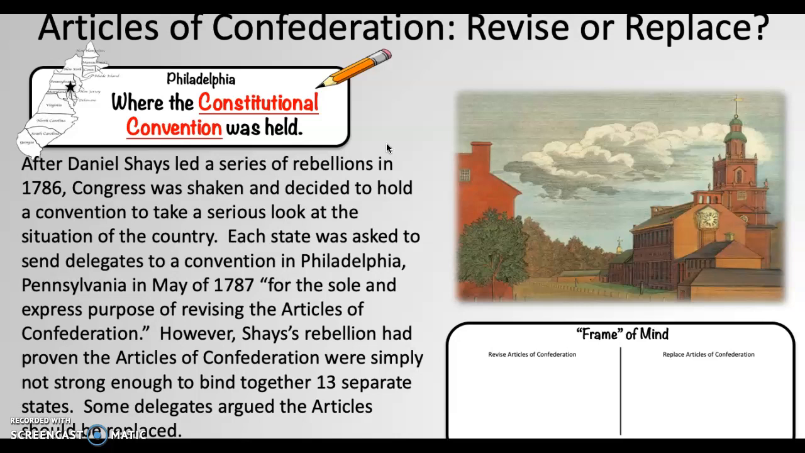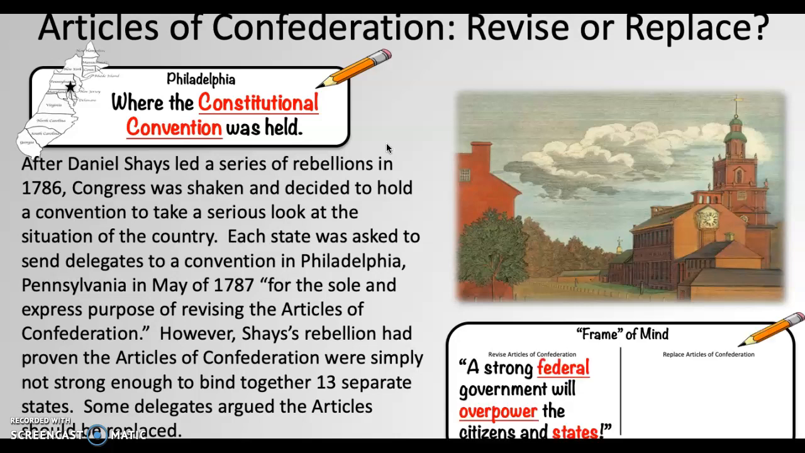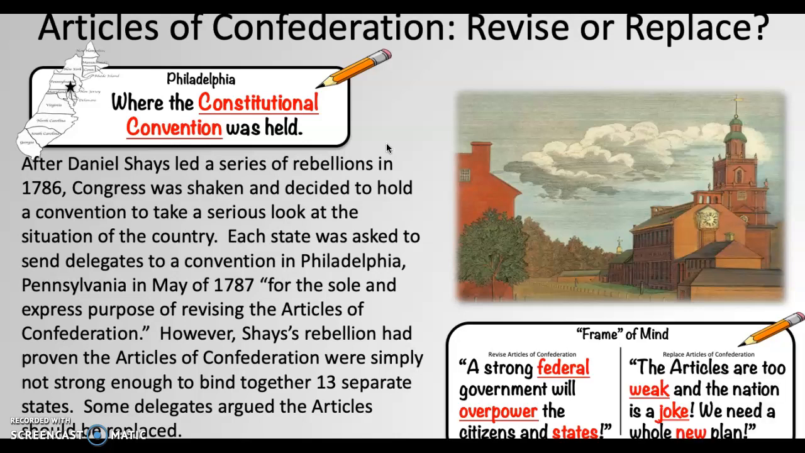So the delegates, as they headed to Philadelphia, came with two different mindsets. The first was the group that thought that a strong federal government would overpower the citizens in the states, so they wanted to keep the power of the federal government down. And then there were those who felt that the articles were too weak and that the nation was a joke, that they needed a new plan. So already the delegates were in the position to have conflict right from the start of the convention.